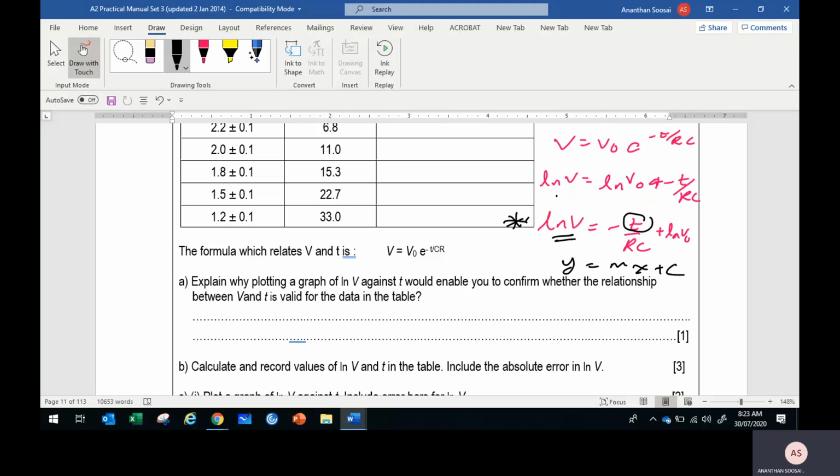Then you say, by plotting ln V versus t, we would obtain a straight line where the gradient is negative 1 over RC, 1 mark, and the y-intercept is ln V naught, together 1 mark, which would enable us to confirm the relationship.